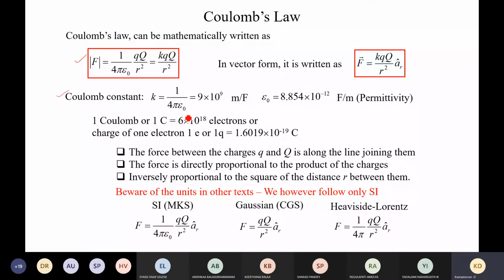This is nothing but 1 by 4 pi epsilon naught, and Coulomb measured this value as 9 into 10 power 9. In his time he considered it a constant, but when different material spaces were studied, a new property came up, called the relative dielectric constant, which changes this Coulomb's constant. I think this idea was found later, after the studies of permittivity, after Maxwell only it was developed.